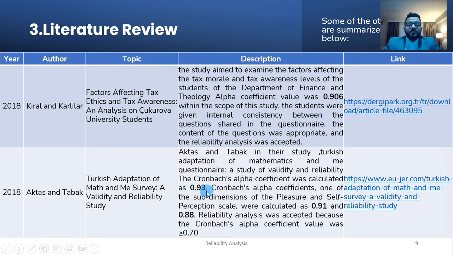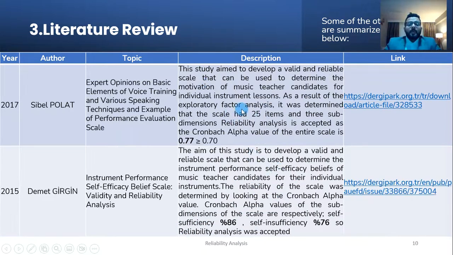And we can see here Cronbach alpha values are 93, 91, and 88%. So it's more than 70%, so the reliability analysis is accepted. And here, as we can see, 77% is more than 70%, so the reliability analysis is accepted. And here the questions or items were 25 items or questions.